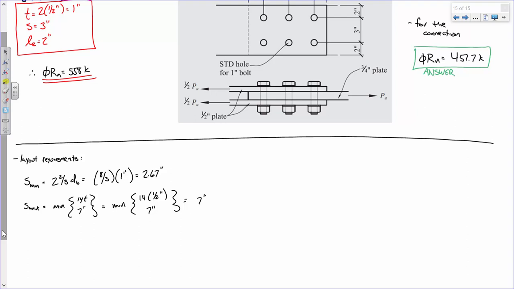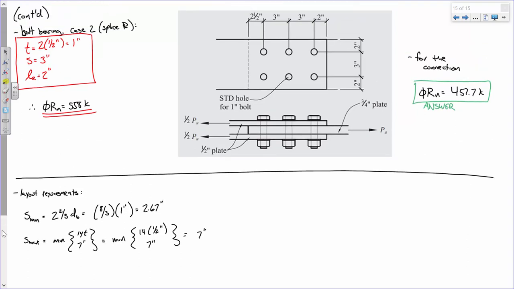Okay. Now, our minimum bolt spacing is 2.67 inches. Our maximum bolt spacing is 7 inches. What is our actual bolt spacing? As preferred, which is 3. No. I'm talking about on the connection. What is the actual bolt spacing that they're using? 3 inches. So what can you tell me about using a bolt spacing of 3 inches?